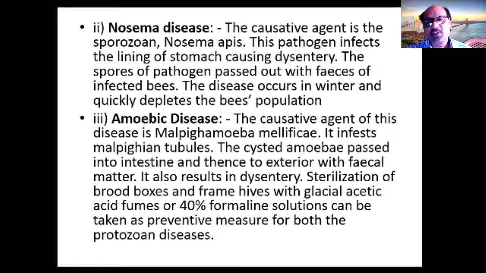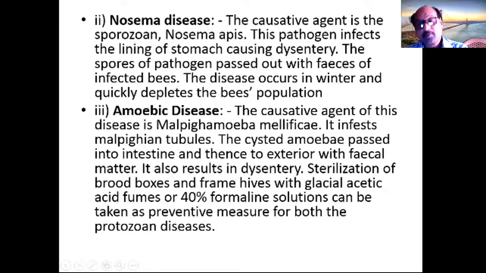If a protozoan disease is caused by Nosema or the amoeba, then we treat the boxes by fumigation with glacial acetic acid or 40% formalin, or by shifting the hive frames into another box. So this is the control. This is the film on diseases of the bee.